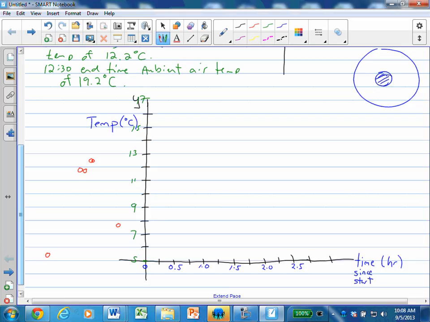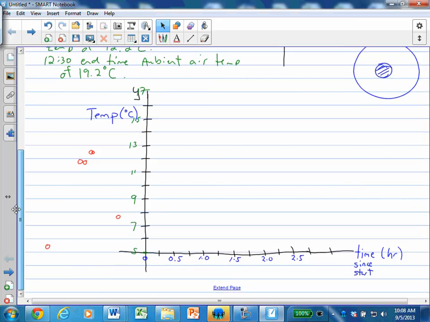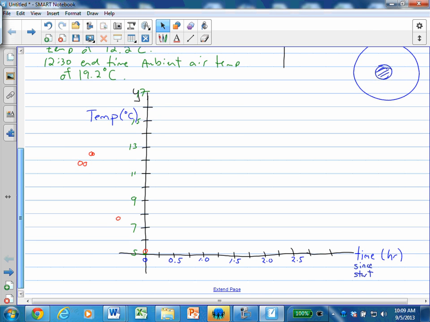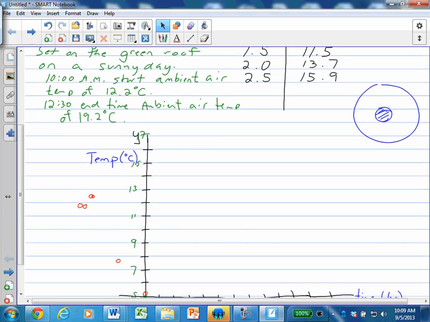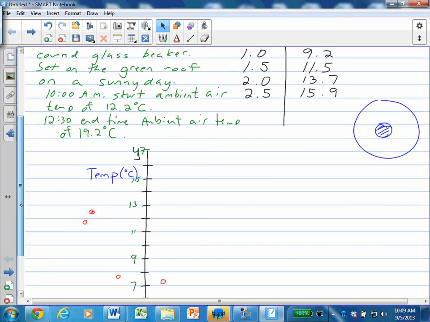Okay. Our first point was 0, 5.3. So I could take that now and put it at about 5.3. Okay. The next point was 0.5, 7.4, which would be maybe about there. And then 1, 9.2.